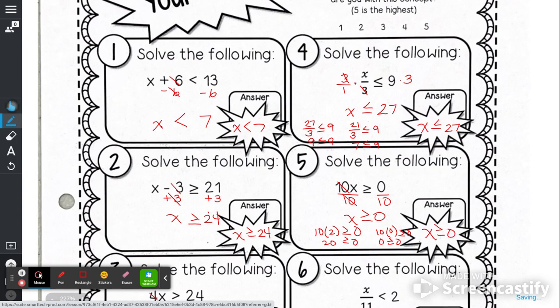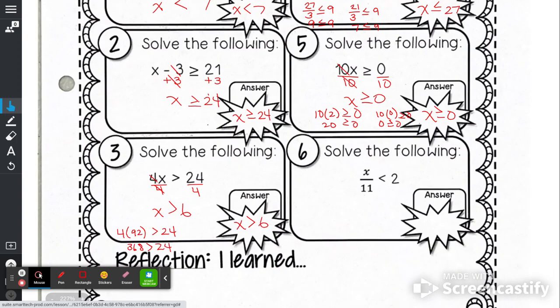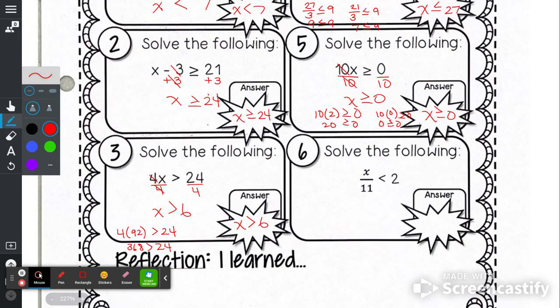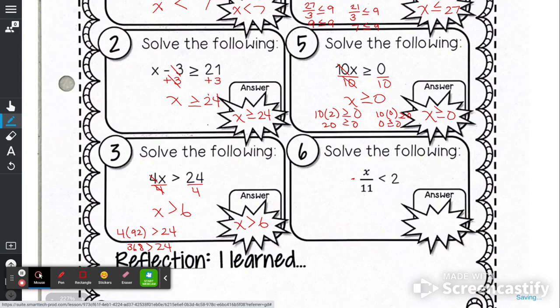Absolutely. Okay. Looking at number 6, the very last one. What do I need to do? You need to multiply x over 11 by the reciprocal. Okay, and what's its reciprocal? 11 over 1. Perfect. And then those cancel out. And then you do 2 times 11, and that gives you 22. And then you drop your x and your less than sign. Perfect. x is less than 22.